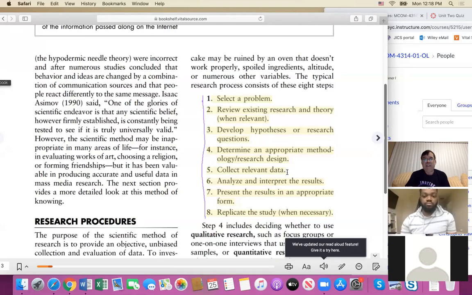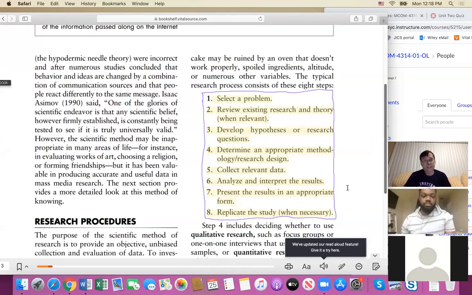And number 5, you collect relevant data. Number 6, you analyze and interpret the results. Number 7, you present the results in appropriate form. And number 8, this is only when necessary, you replicate the study. So those are the 8 steps in the scientific method.